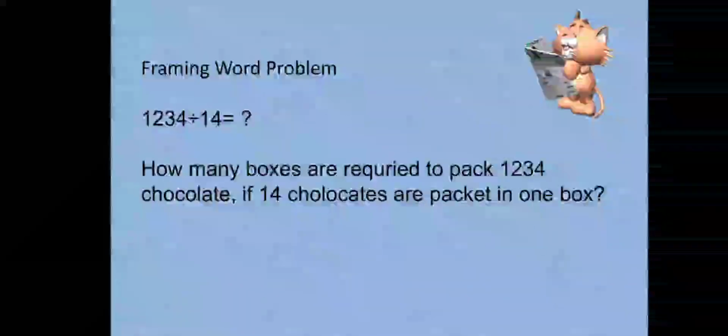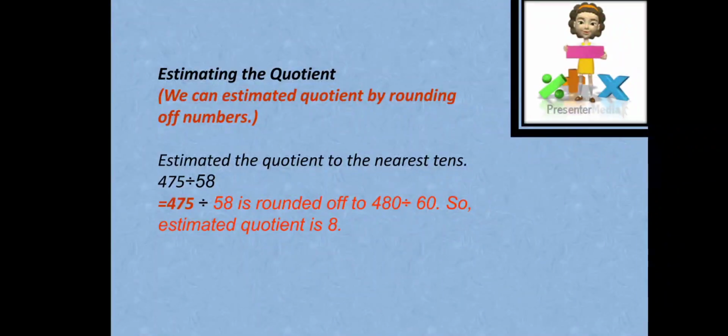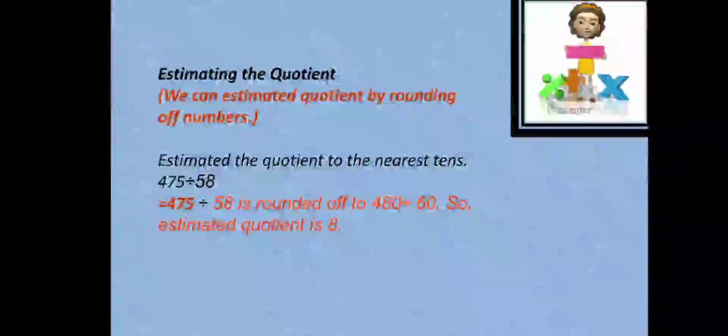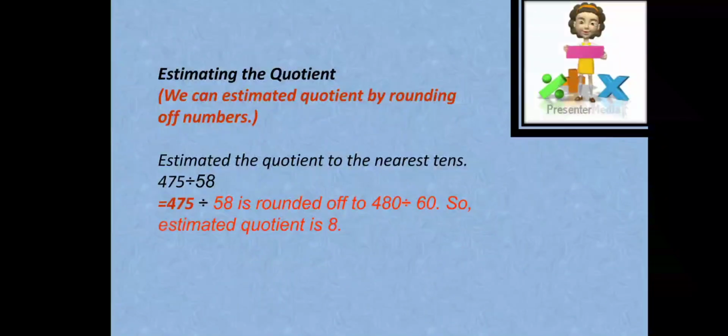Let's revise the next topic, which is estimating the quotient. We can estimate a quotient by rounding off the numbers, which we already learned in chapter 1. Estimate the quotient to the nearest tens. 475 divided by 58. So here we can round up 475 as 480 and nearest tens of 58 is 60. So 480 divided by 60 equal to 8. So estimated quotient is 8 here.